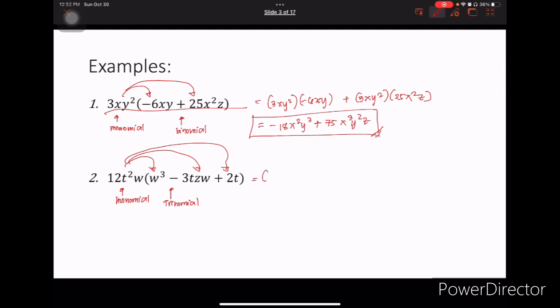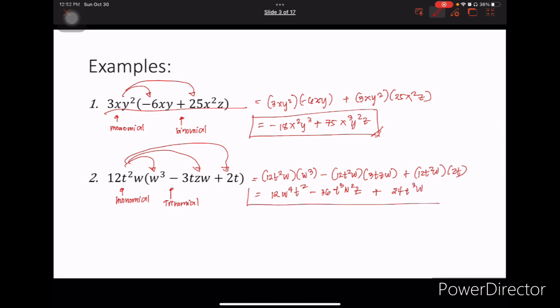So you will have now 12t squared w times w cubed, minus 12t squared w times 3tzw, plus 12t squared w times 2t. So you will have now 12w raised to 4 t squared minus 36t cubed w squared z plus 24t cubed w, and this is the final answer.